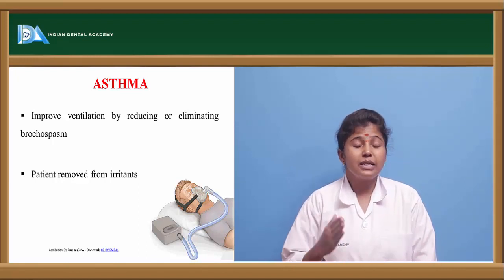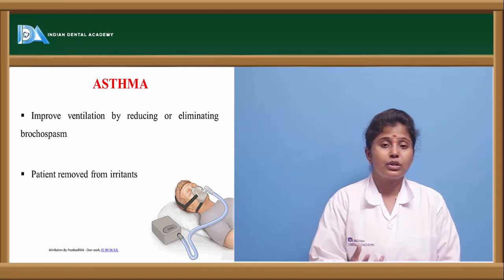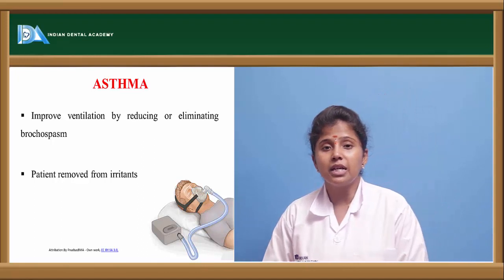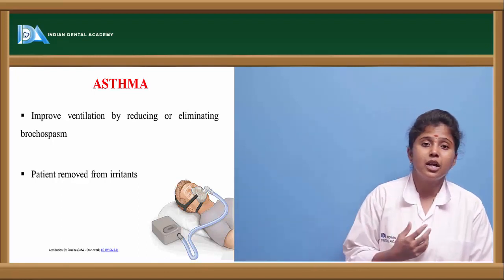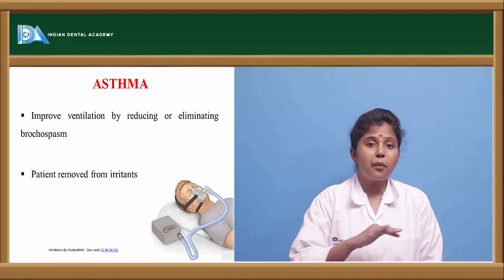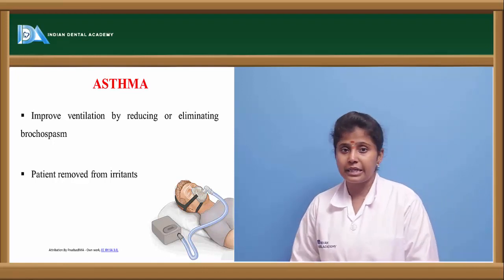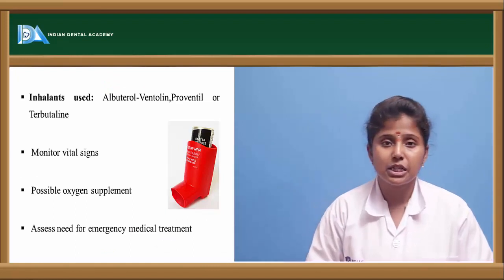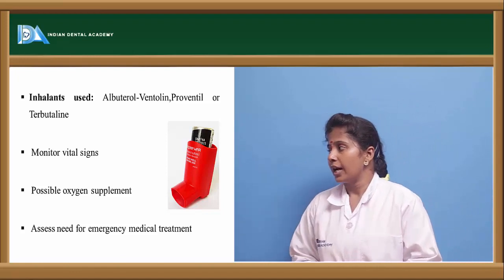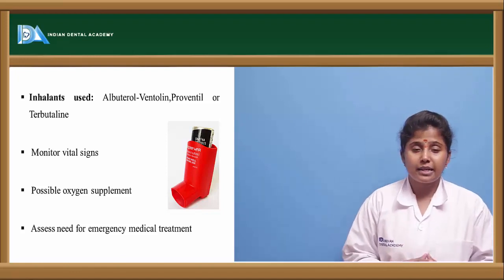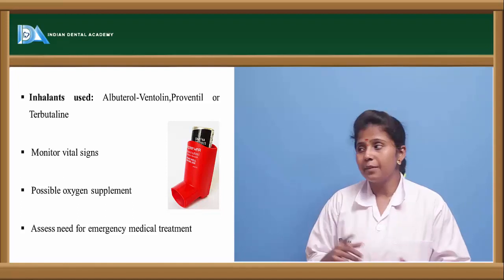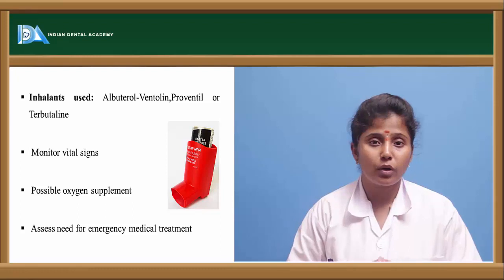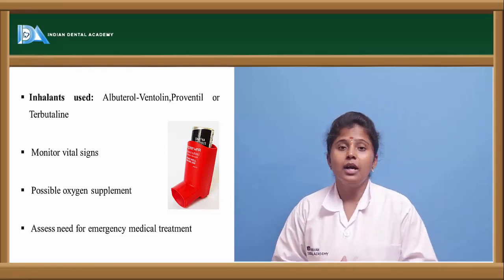And we need to keep the patient away from any irritants. There may be some local anesthesias or general anesthesias like halogen inhalation anesthesia. These may cause irritation to the person, potentiating asthma, so the person should be kept away from any irritant. We need to give inhalations like albuterol, Ventolin, Proventil or terbutaline. These inhalations should be given in order to treat the medical emergency, and we need to monitor the vital signs.